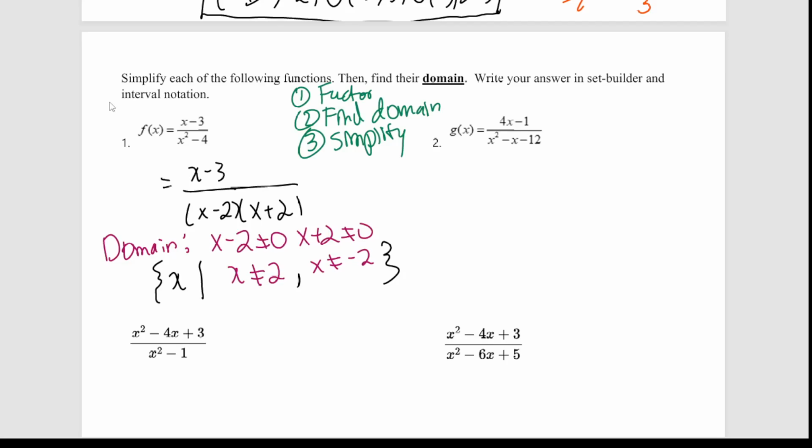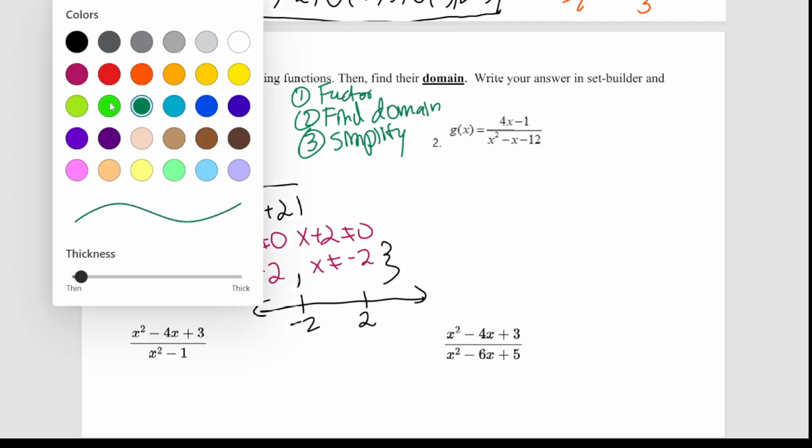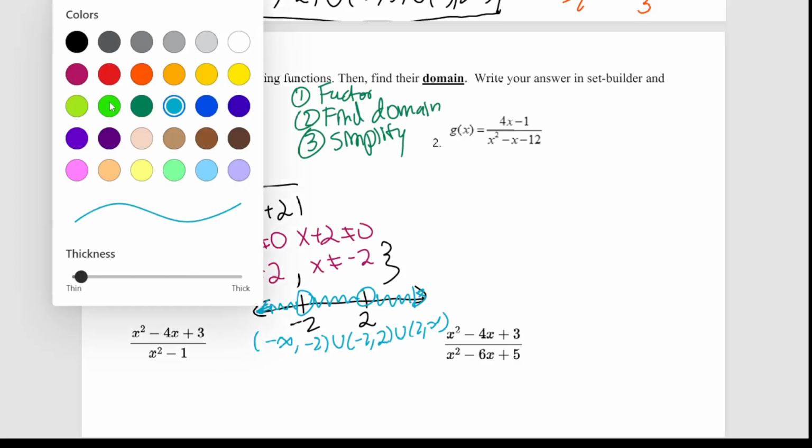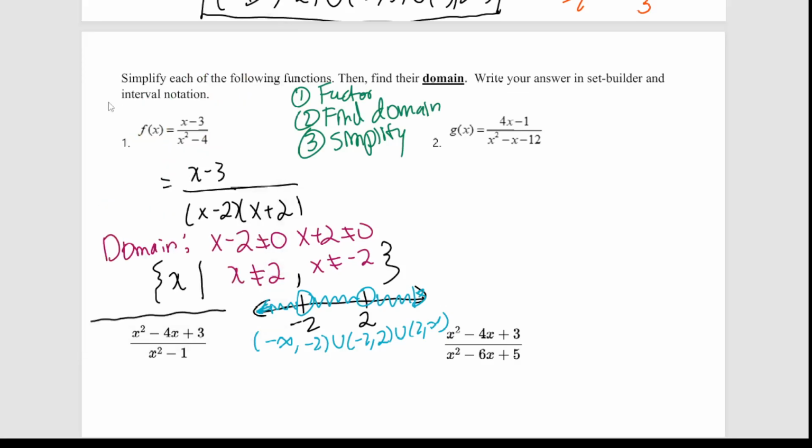In order to put that in interval notation, what you would do is visualize on a number line. We've got negative 2 and 2 in terms of the order. Open circles on both of them, and it can be any number smaller than negative 2, any number between negative 2 and 2, and any number bigger than 2. So your interval notation would be negative infinity to negative 2, negative 2 to 2, and 2 to infinity. All three of those regions would count, and that would be your final domain.